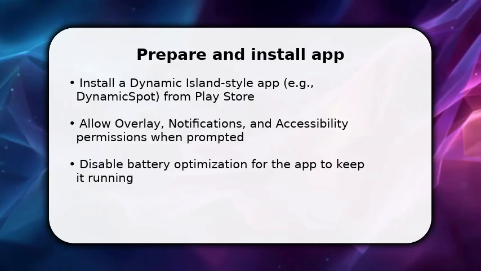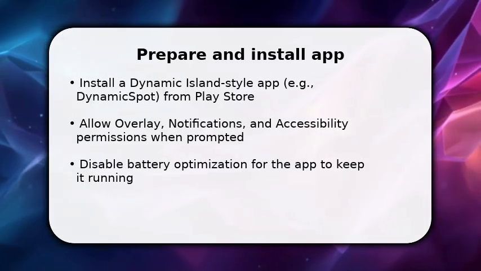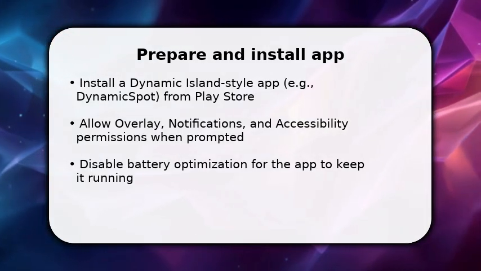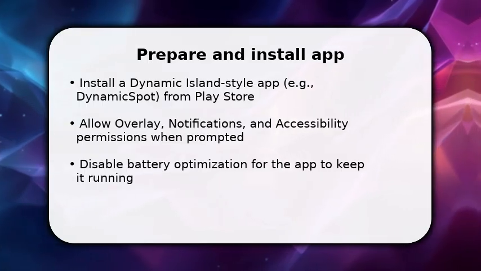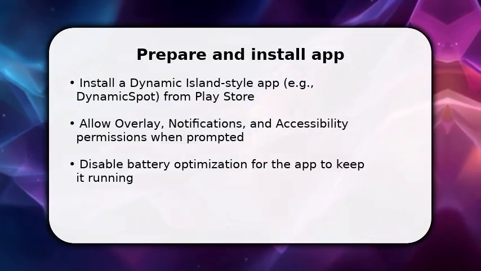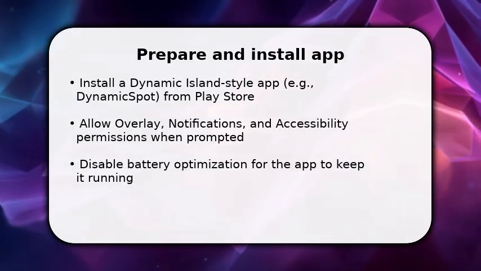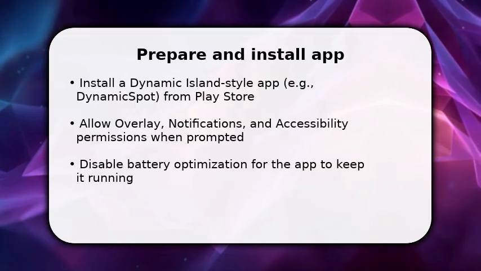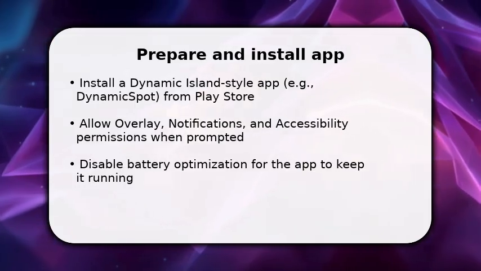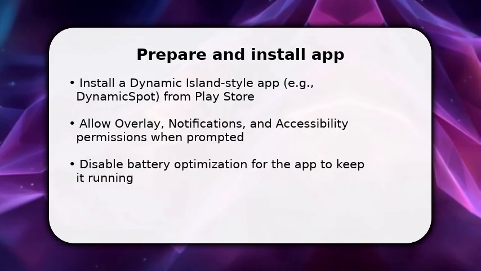Enjoy the video. You start by installing the dynamic island-style app and giving it the essential permissions. Tap Install, open the app, and allow overlay, notification access, and accessibility so it can read and display incoming events. Once done, remove battery optimization for the app in settings, otherwise Android may kill it.